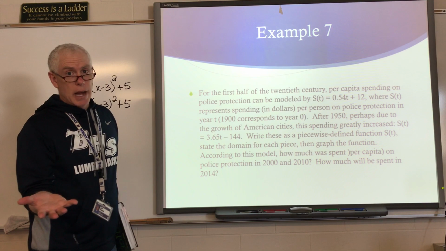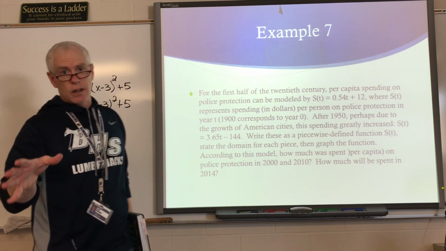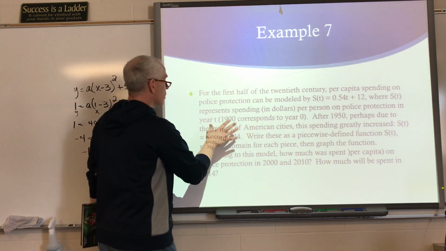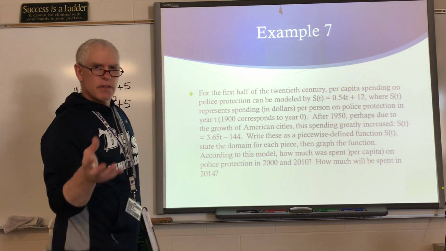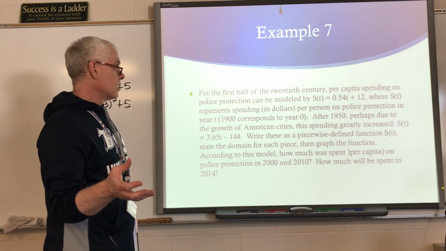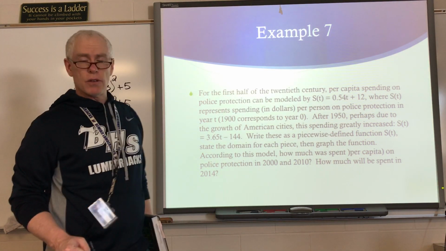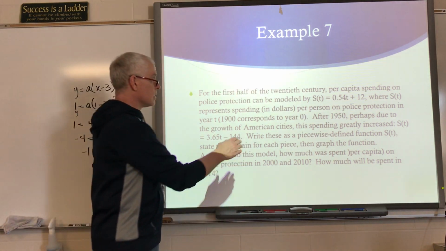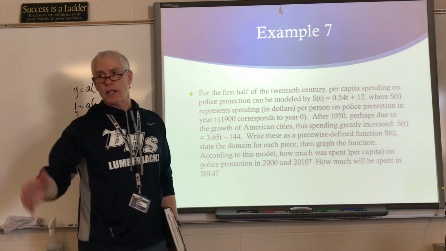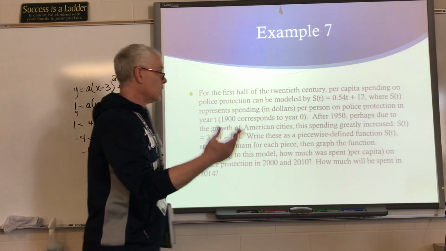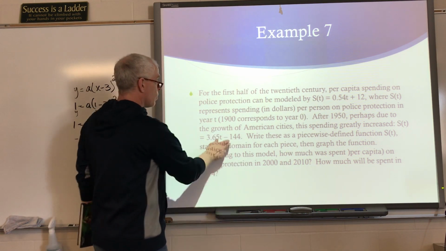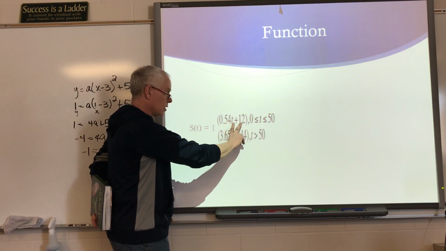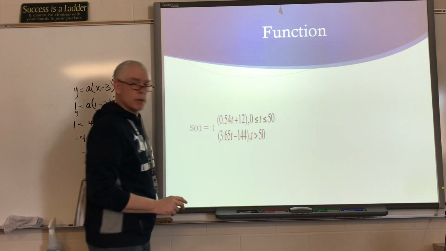Okay, well this isn't as bad as it sounds. It's a great big word problem, and I know we get scared about word problems sometimes, but they've given us the two equations, here and here. We just need to figure out the domain when we write the pieces. Okay? Well, one of them tells us this in the first half century, so that goes from year 0 to year 50. And the second one says after 1950. Well, that's going to be when x is greater than 50. So on the next slide, I'm going to give you that piecewise function. Okay? So there's the first equation, 0.54t plus 12, but that only occurs between 0 and 50.